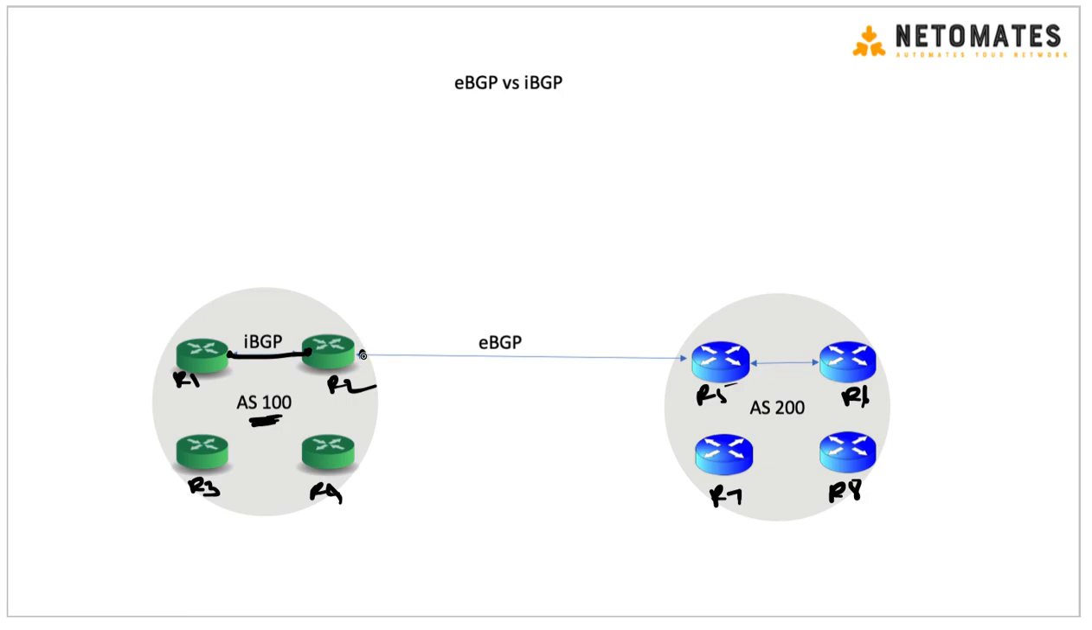Here we have BGP between R2 and R5. R2 is in autonomous system 100 and R5 is in 200. In this case we call it external BGP, eBGP. Whatever routes you learn through eBGP will have an AD value of 20, and whatever routes you learn from iBGP will have an AD value of 200. So eBGP is 20, iBGP is 200.